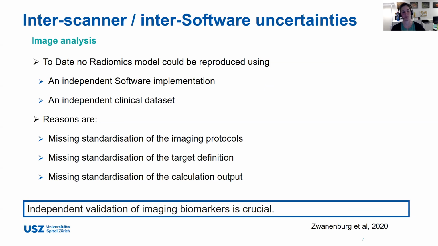What is the problem with the imaging biomarkers? We up to now only looked at what they can do, but the problem is really that to date, it was not possible for somebody to reproduce any of these imaging radiomics models with an independent software in an independent clinical data set. We very often have the model validated in an independent data set, but it never actually happens that somebody uses another software solution to validate the model.